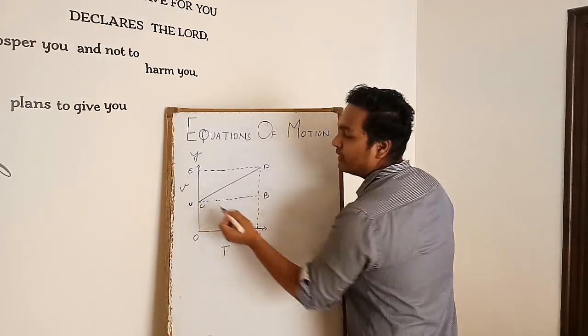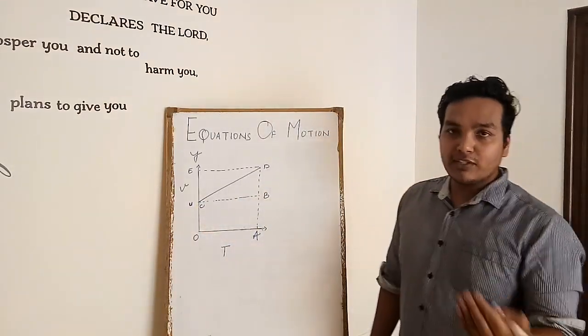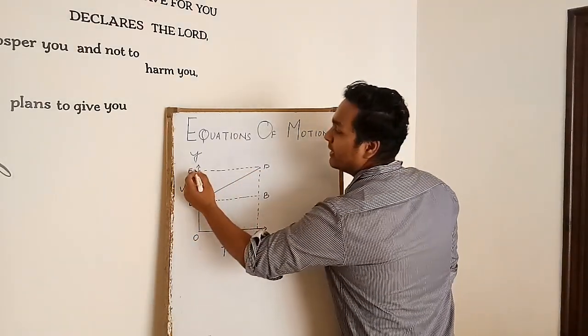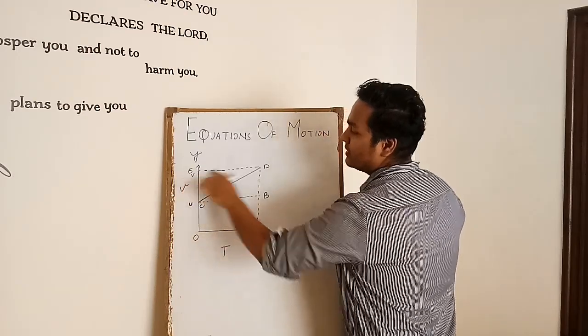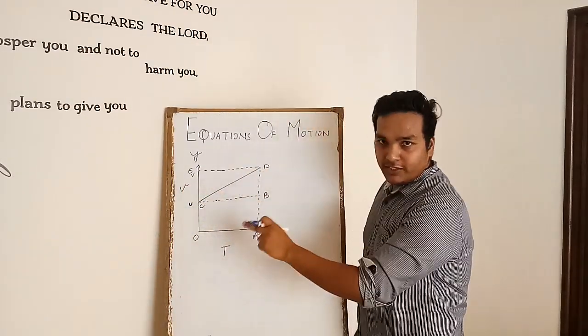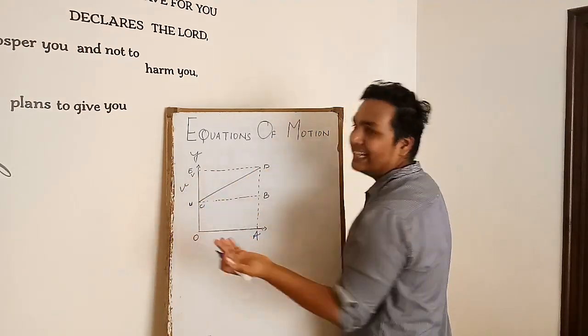This is the starting point, and we know that we take initial velocity as u. So this is u, and final velocity as v. We have taken initial velocity u here and final velocity as v.